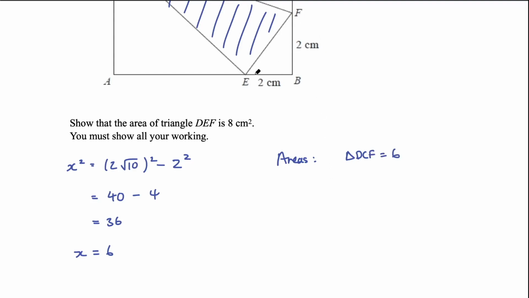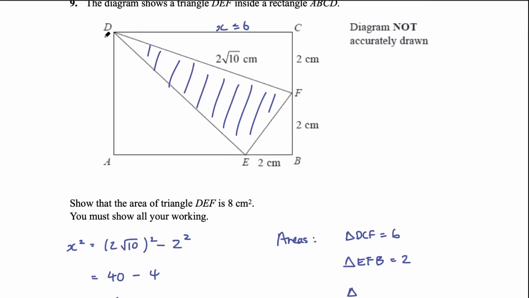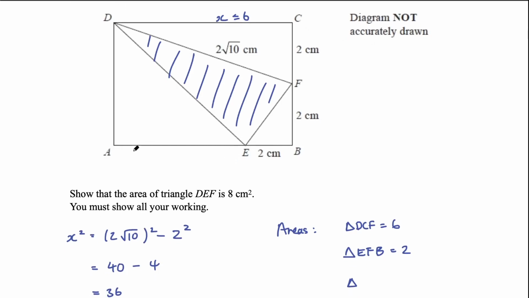Next one, we could do this triangle EFB. Triangle EFB, 2 times 2 divided by 2 would just be 2. The next triangle, let's do ADE. The base of that, well, that would be this length of 6, take this little length here of 2. So this length would be 4. This one is 2 plus 2, which would be 4.